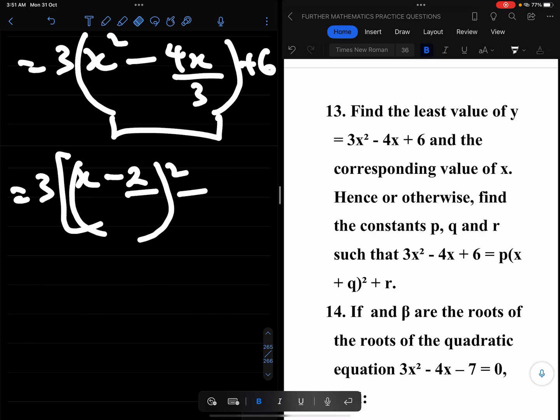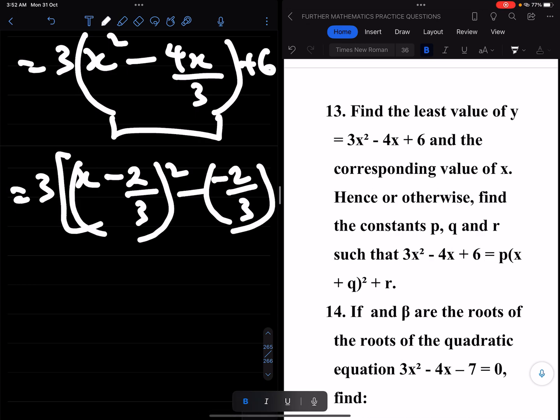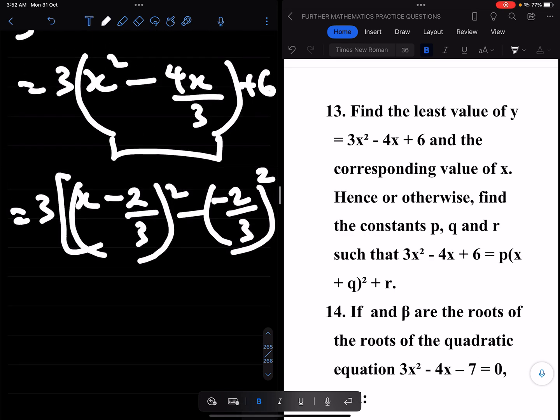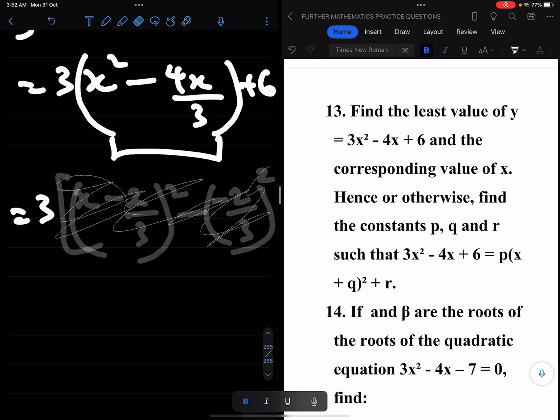This is supposed to be minus 2 over 3. The square of half the coefficient of x, half the coefficient of x is minus 2 over 3. So the square of that will be minus 2 over 3 all squared. I'm writing it this way so we don't get confused. The square of minus 2 over 3. And then I'm going to close the bracket to add 6. I need to write that and make sure that the space contains it.